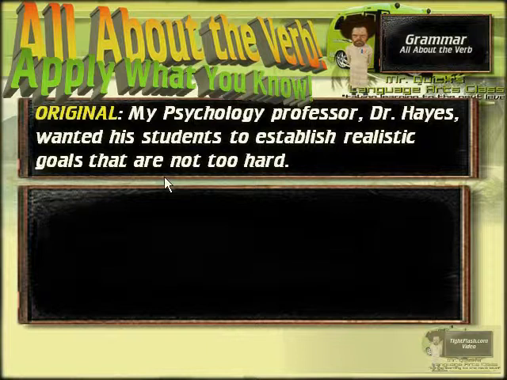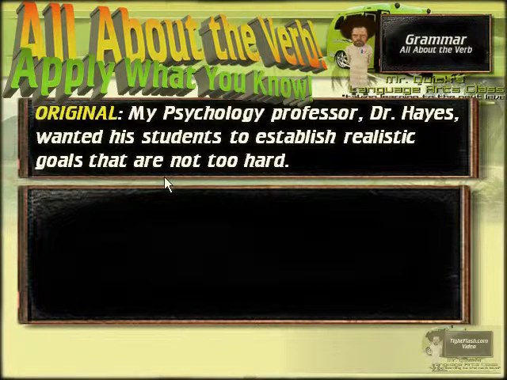Let's look at another sentence. My psychology professor, Dr. Hayes, wanted his students to establish realistic goals that are not too hard. Here we have our subject, which is Dr. Hayes. He's doing something: he wanted. So he has this state of being, of wanting something. Dr. Hayes wanted his students, wanted being past tense, to establish realistic goals that are. And of course, are is present tense.